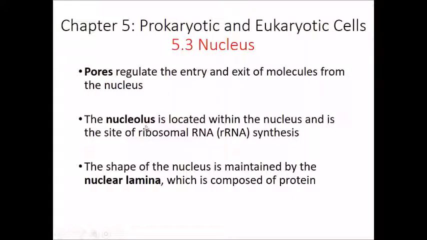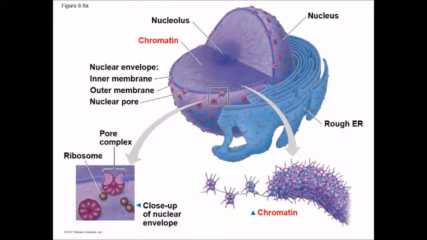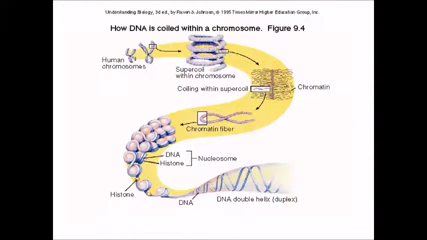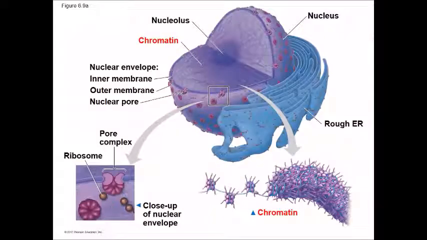The nucleolus, which is the inner core of the nucleus, is located within the nucleus, and that is the location for the synthesis of ribosomal RNA. The shape of the nucleolus is maintained by the nuclear lamina, which is composed of protein. And how about the chromatin?